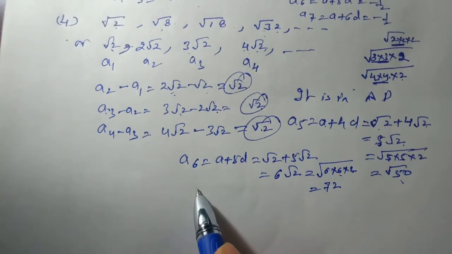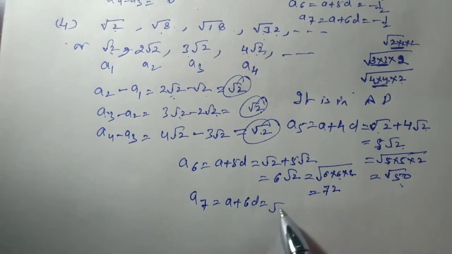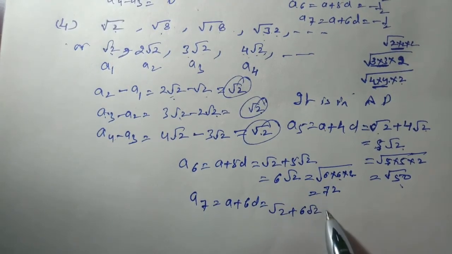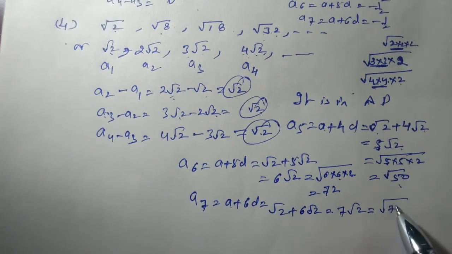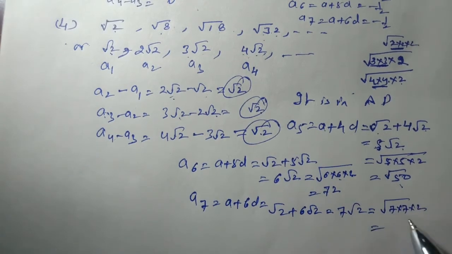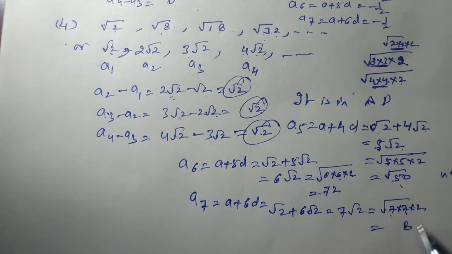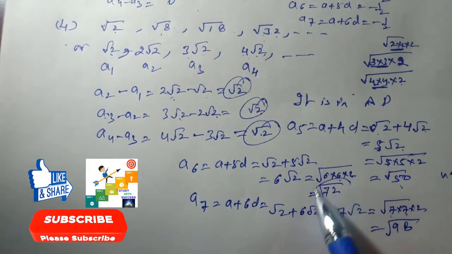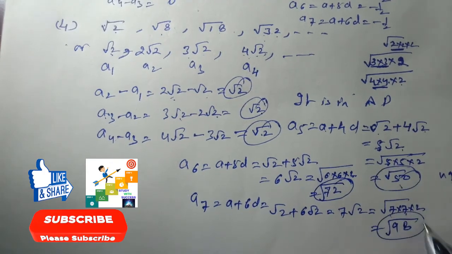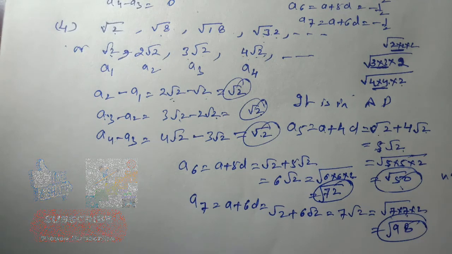The last, seventh term, A plus 6D equal to root 2 plus 6 root 2. This is equal to 7 root 2. So this means 7 into 7 into 2. So 7 7s are 49 and 49 into 2 will give 98. So root 98. So these are the next terms of the series. So this way, students, you can find the AP and the next three terms if they are forming the AP. Thank you.